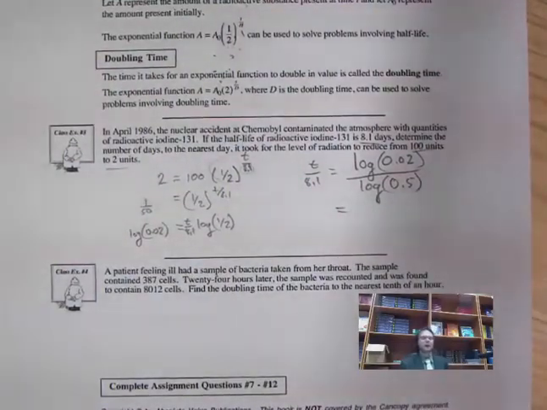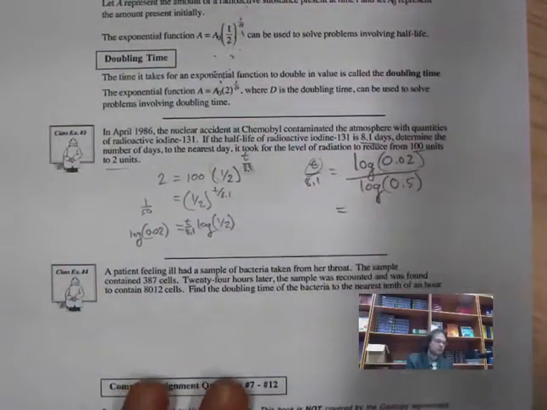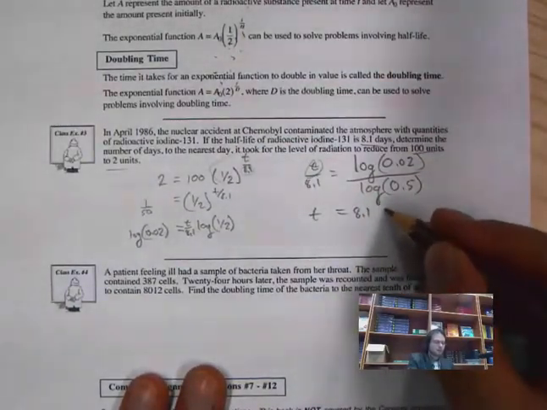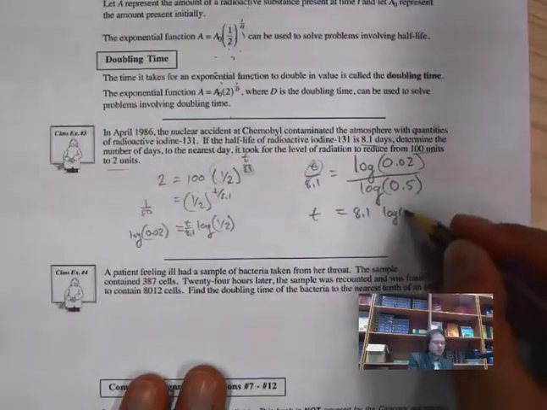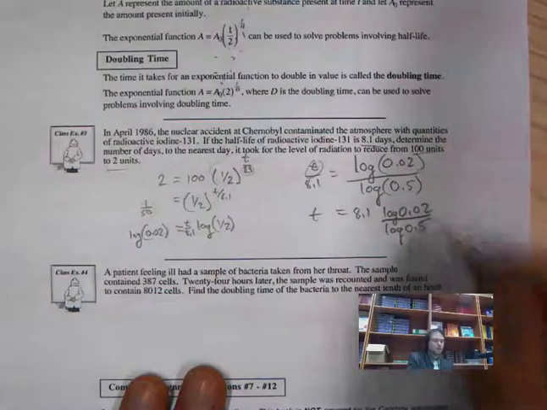Okay? Now, I continue this. t is not quite by itself. What must I do? I must multiply both sides by 8.1. So that's multiplied by log 0.02 all over log 0.5.